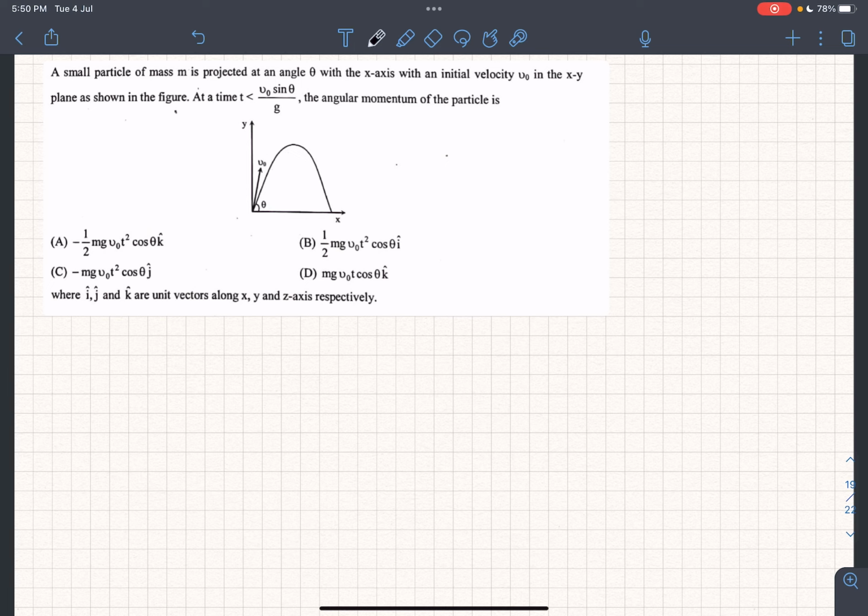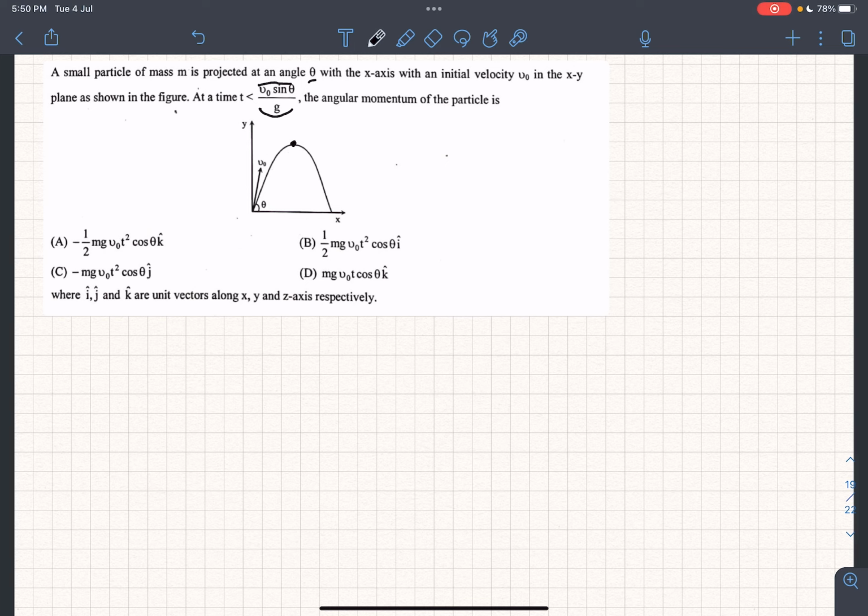Next problem. A small particle of mass m is projected at an angle theta with a velocity v naught. So at a time t less than v naught sine theta by g, this is the time it takes to reach the highest point, right? The total time of flight is 2 vy by g, so this time is vy by g. So we have to find the angular momentum of the particle at some general time which is less than this.